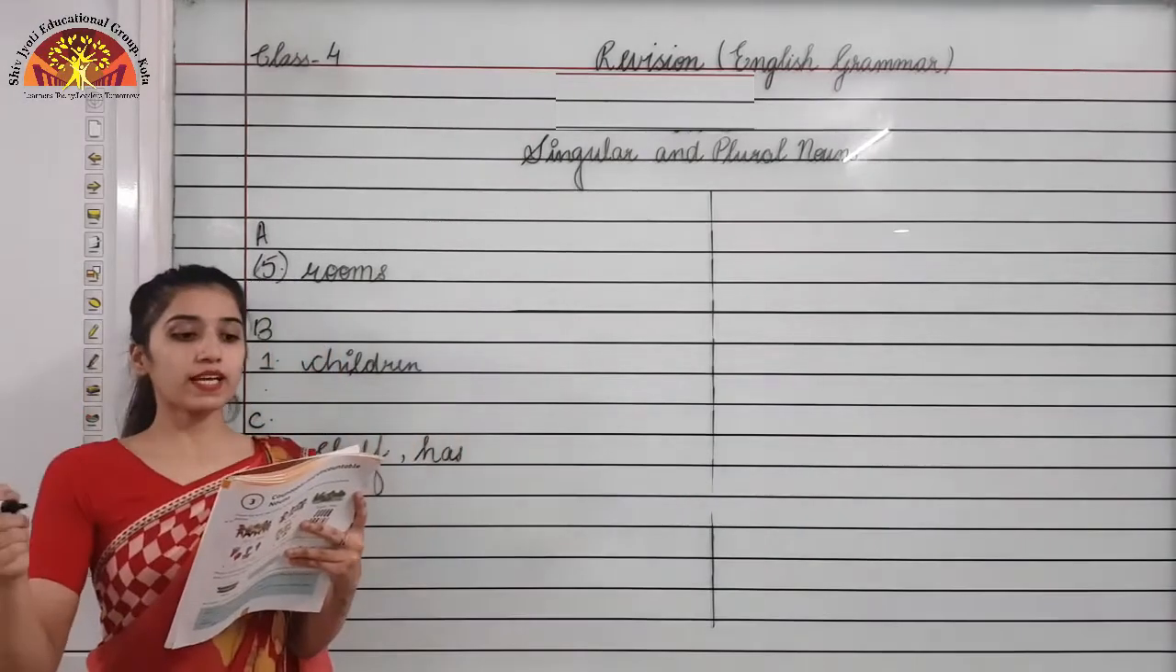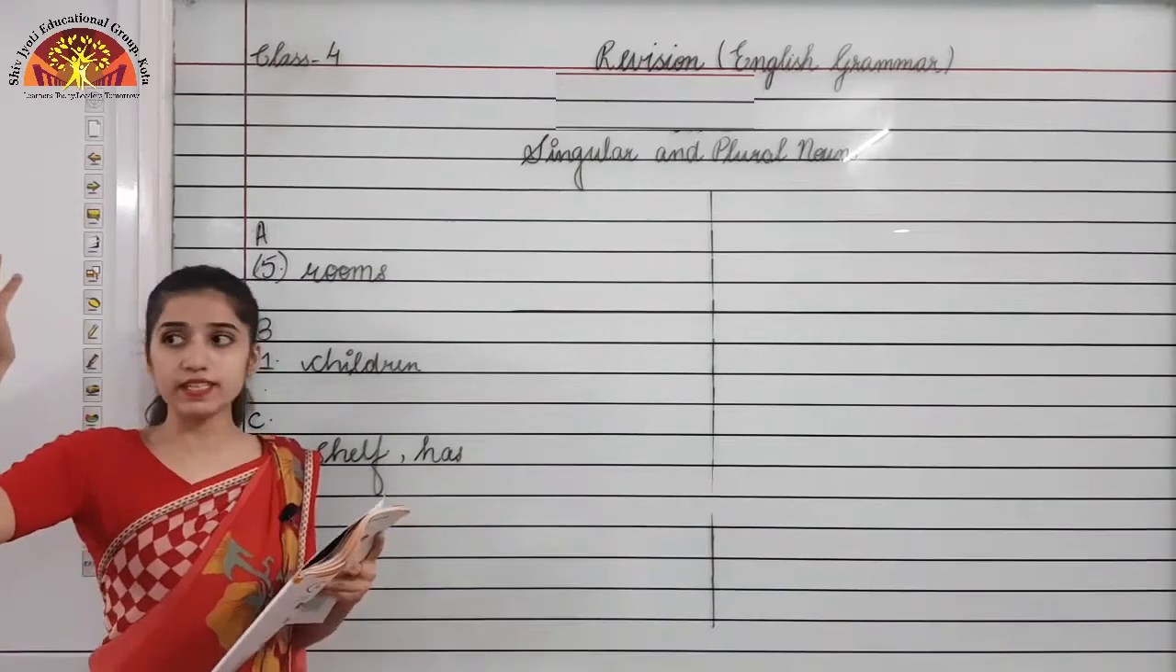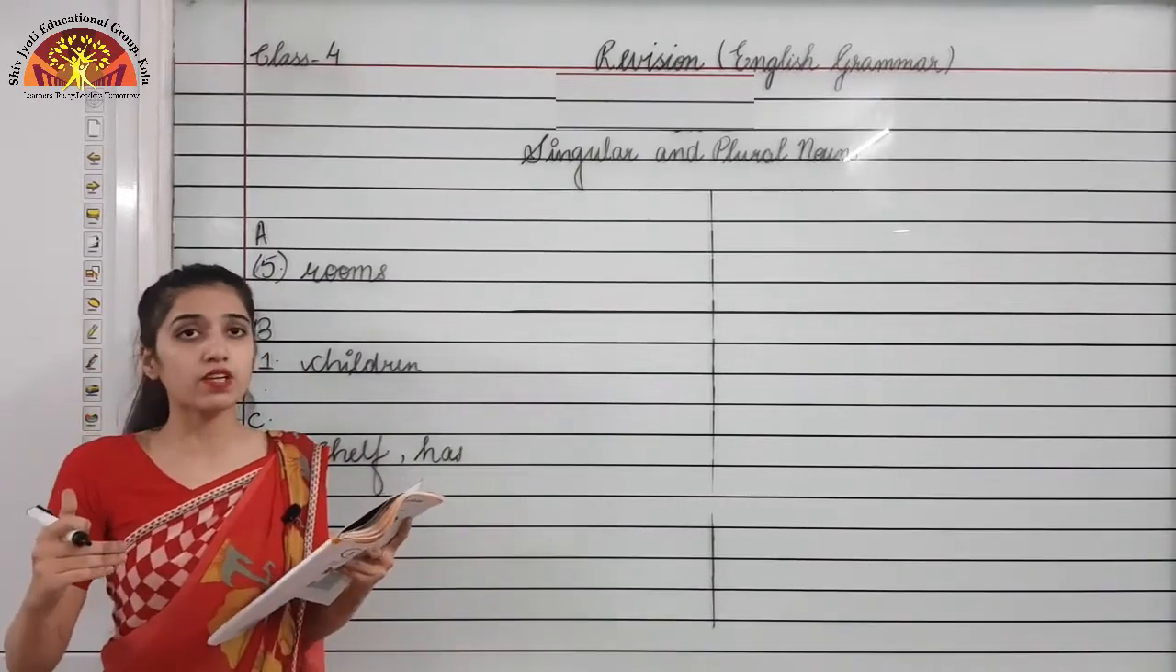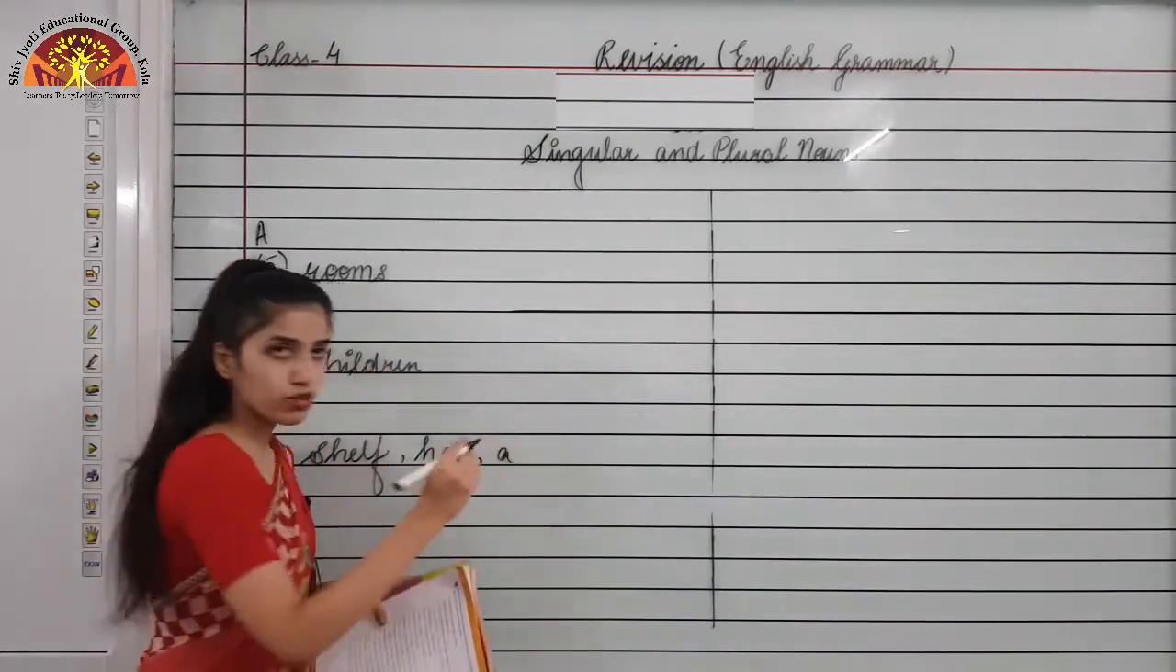And one more thing is that many would be changed into a, because in the above sentence we were talking about many books. Now we have to change it into singular, so now we will talk about only one thing. That is why many would be changed into a.